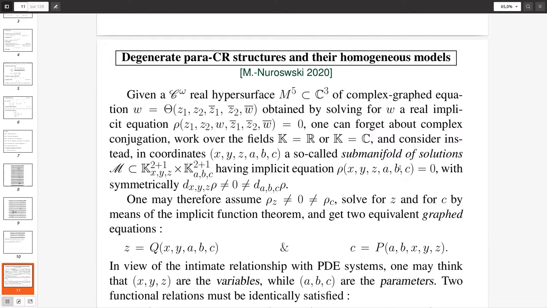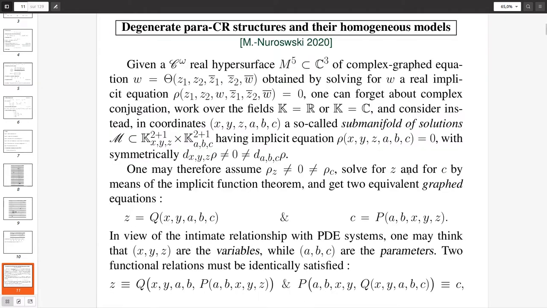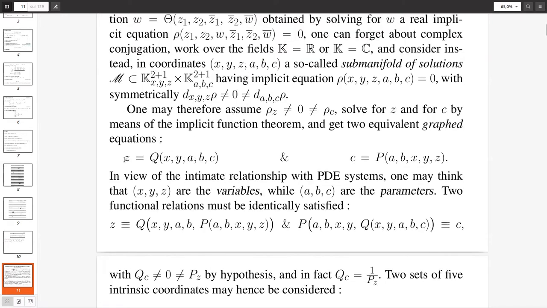There are much fewer branches, in fact. And I want to say that we treated, if you take a CR hypersurface in C^3, w = Θ(z1, z2, z̄1, z̄2, w̄). So you complexify. You consider this z̄1 as a new complex coordinate a. It can even be everything real. And then you have what I call a submanifold of solutions, which is z = Q(x, y, a, b, c). Equivalently, you can solve c in terms of a, b, x, y, z, et cetera.